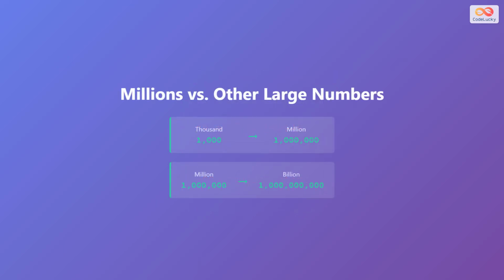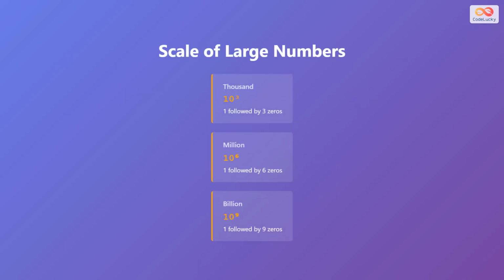Let's compare millions with other large numbers. 1,000 is much smaller than 1 million. 1 million is smaller than 1 billion. 1,000 has 3 zeros, 1 million has 6 zeros, and 1 billion has 9 zeros. Each step multiplies by 1,000. Understanding the scale helps us grasp how large these numbers really are.